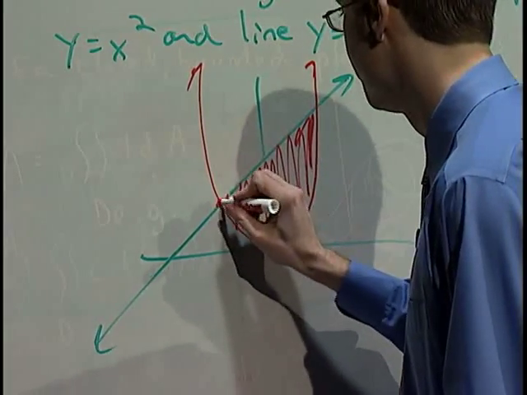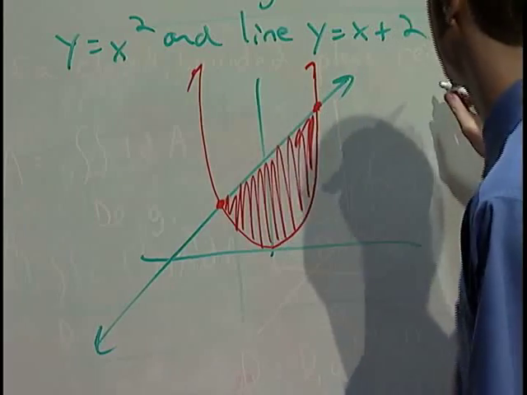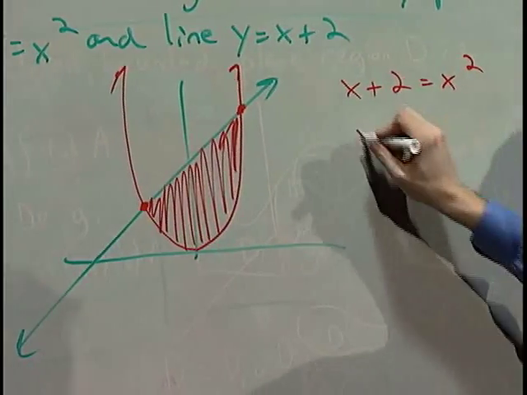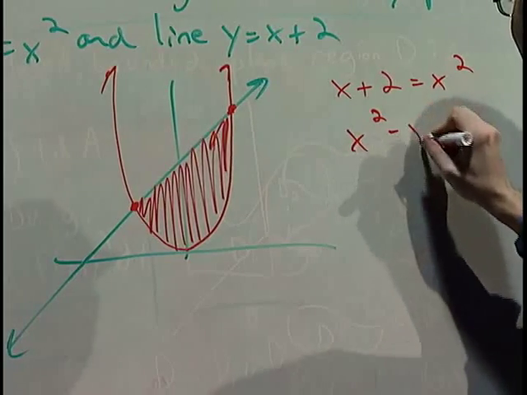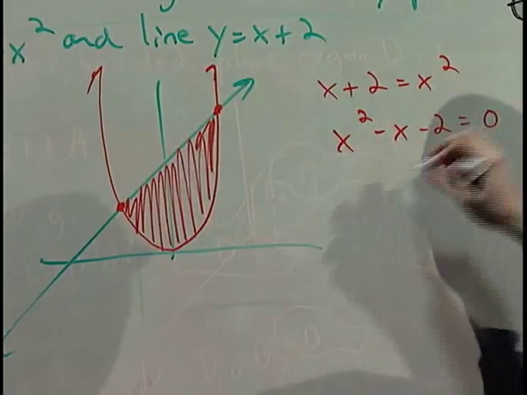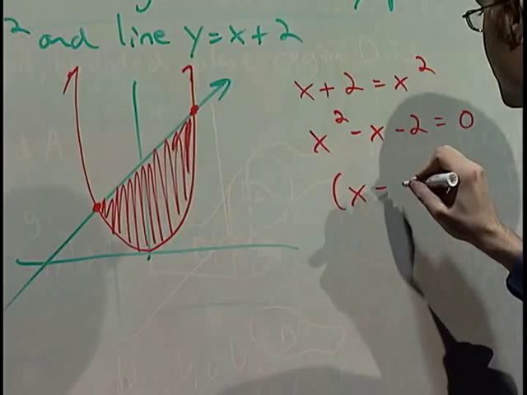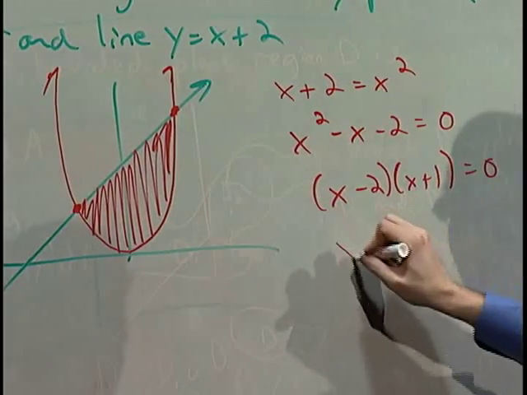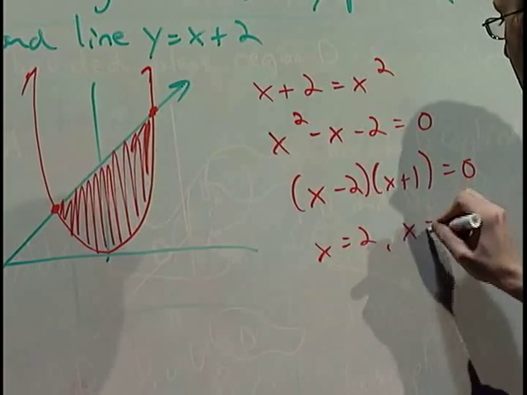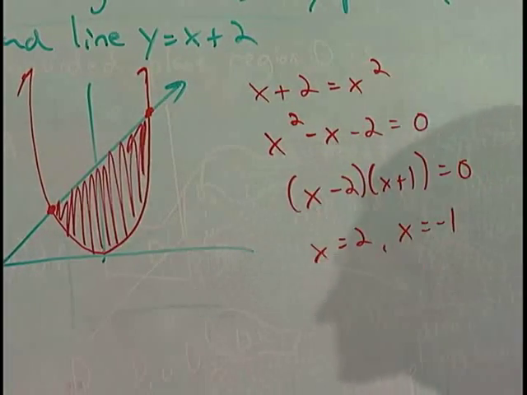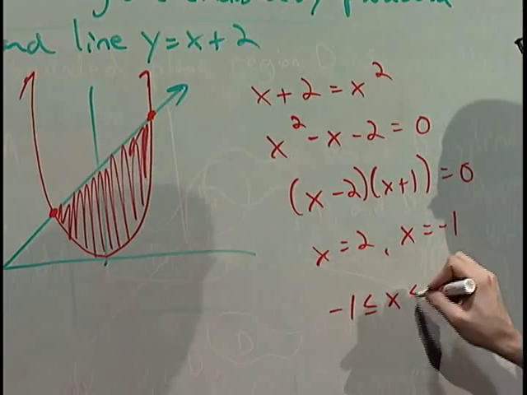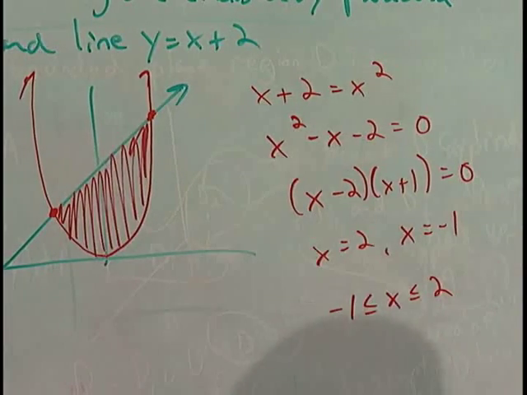So we want intersection points for x. We want x plus 2 to equal x squared. So x squared minus x minus 2 equals 0. Leads us to what? x minus 2, x plus 1. So x is 2 and x is negative 1. Okay? So our region for x values is bounded between -1 and 2.